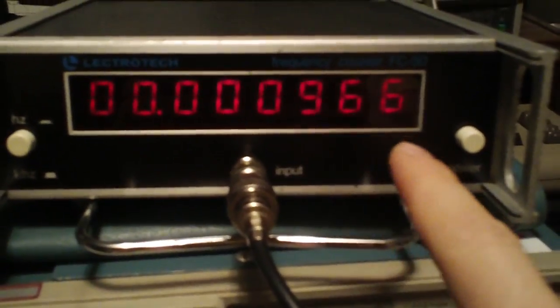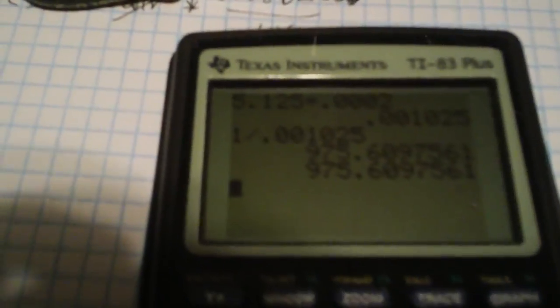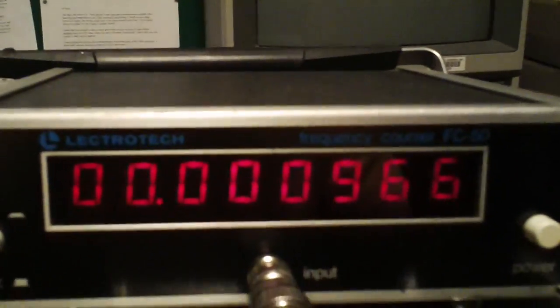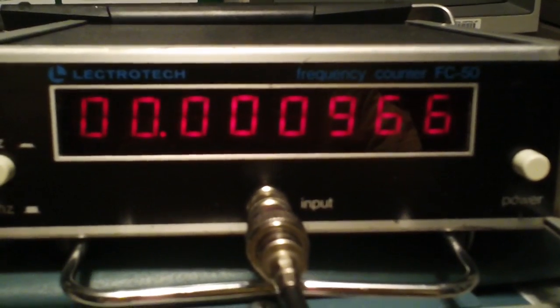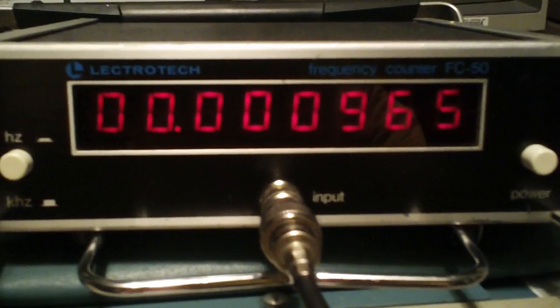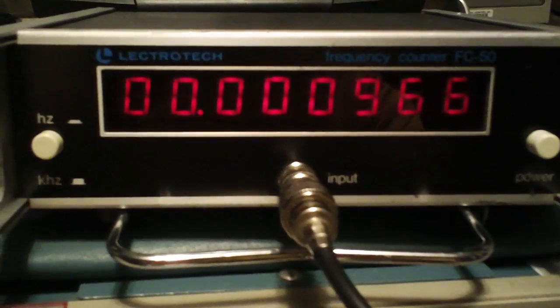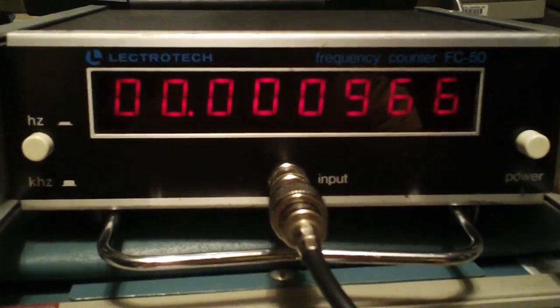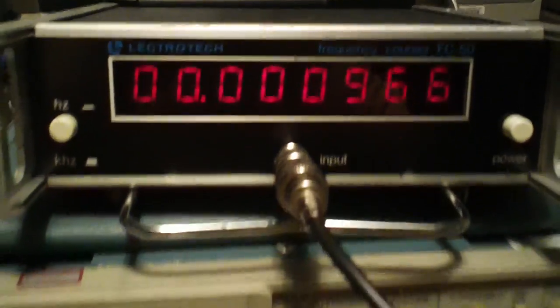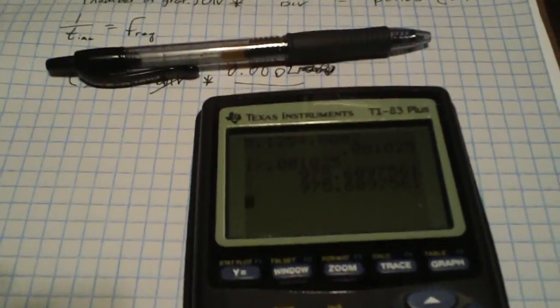Okay, 966, 975. Seems to be pretty stable right now at 966. There we go, we dropped to 9. Okay, so it looks like we're about 100, 110 hertz off, something like that.